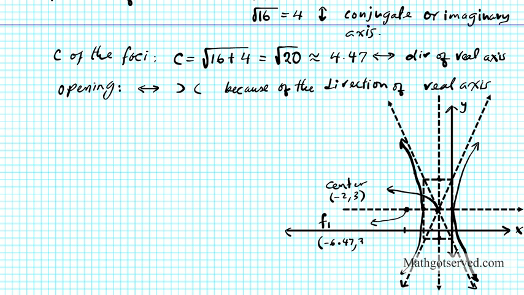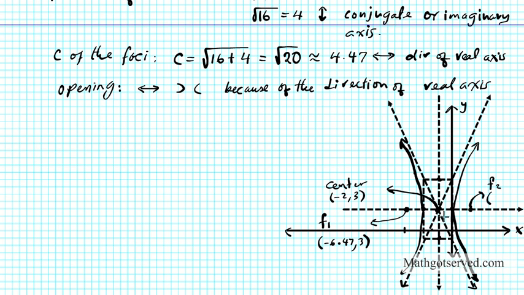So comma 3. So there goes F1. F2, we're going to go 4.47 units in the other direction. So we'll go 1, 2, 3, 4.47 will be somewhere in the center here. And that will be F2.